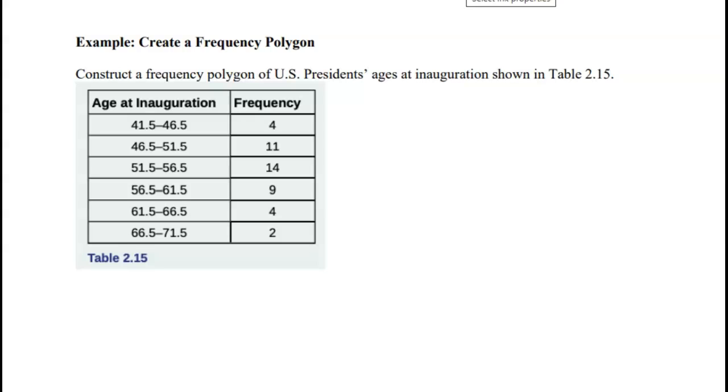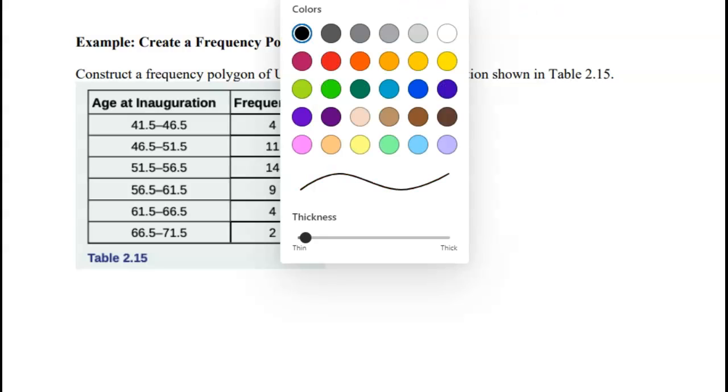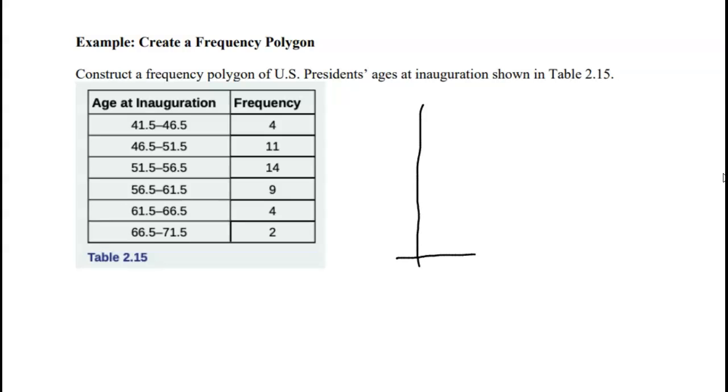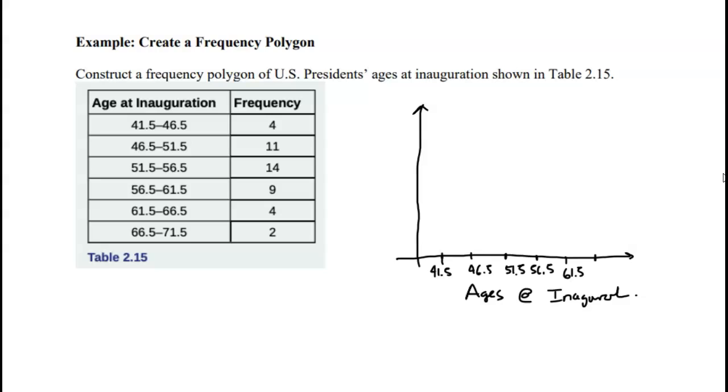Okay. So a frequency polygon is a bit like a line graph. So basically you have your ages at inauguration. And we're going to put our boundaries. So we have 41.5 to 46.5 to 51.5 to 56.5 to 61.5 to 66.5 and to 71.5. So we have our boundaries over our different classes.